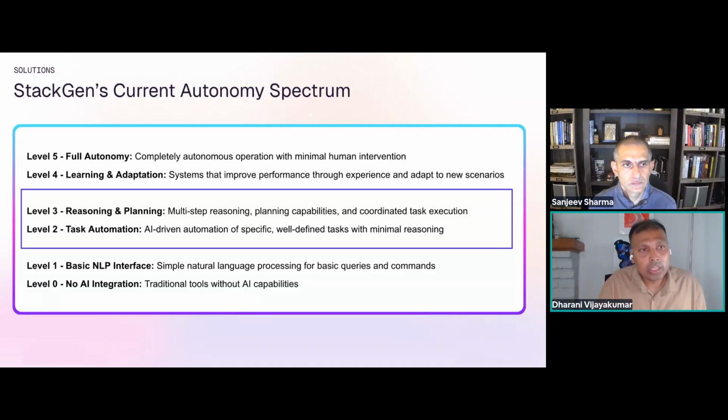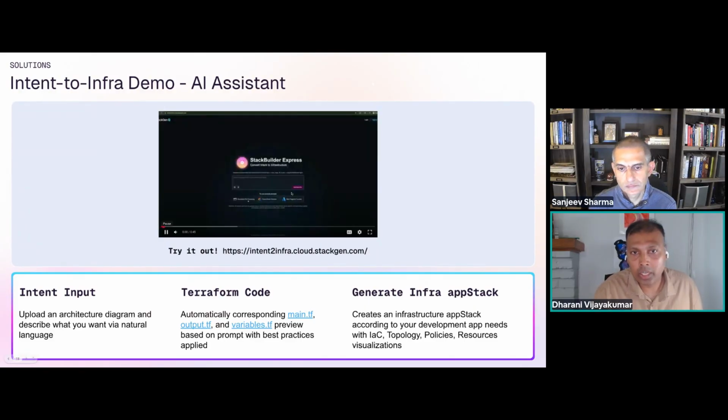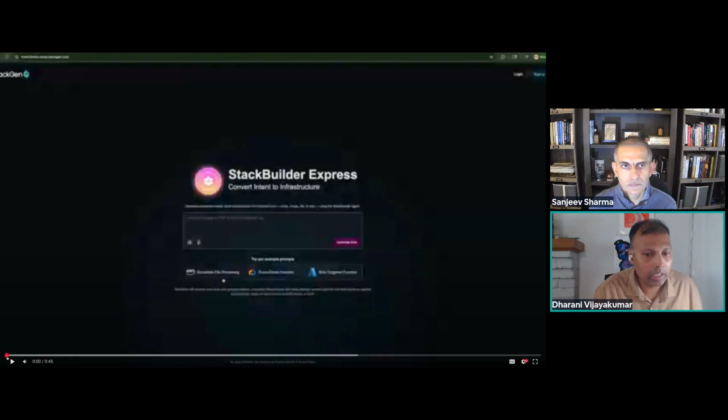So having said that, I'll go through the examples one at a time, and you will realize for yourselves whether it's in level 2 or level 3 or something more than that. The first one, I'm going to play a demo video that we had recorded. It's more of a click-through. I hope you all can see my screen.